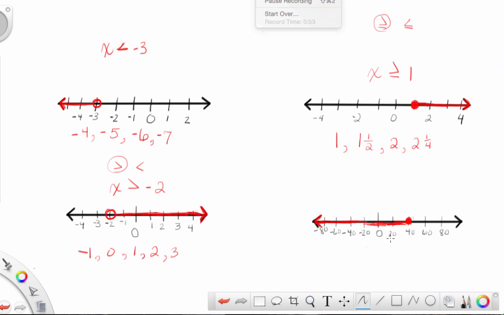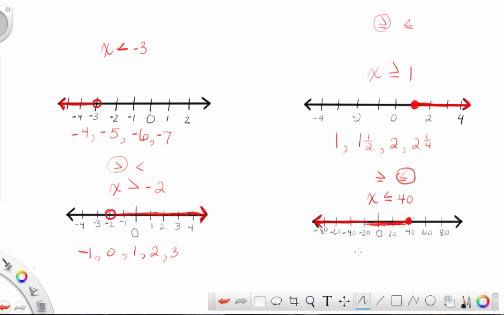For our last problem, we look at the dot first. It's closed, so we're either going to use greater than or equal to or less than or equal to. And I look at the shading next. The shading is on the left-hand side, so we're going to use less than. So I'll put my sign in, and I look to see where my dot is. It's on the 40, so whatever we have, it's going to be less than or equal to 40. Put your variable in. So now we have x is less than or equal to 40.